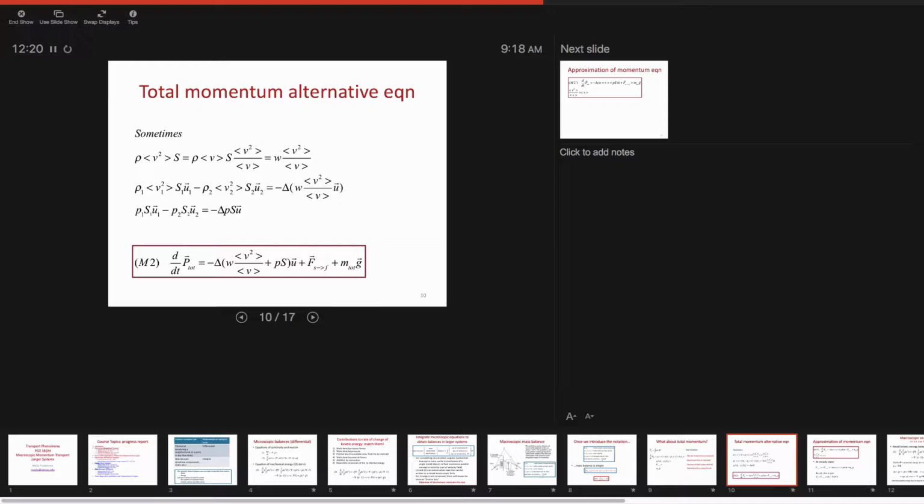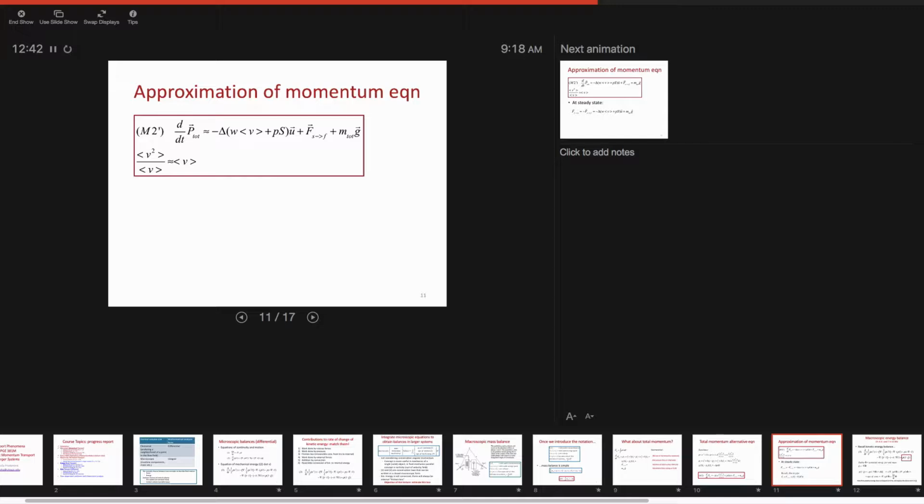So I have the mass rate, W, so that's rho average Vs, and then V squared V plus PSU. This is the force of the solids on the fluid, and the external forcing in G. All right. And again, this is the approximation that I mentioned, so when we can do this, when we don't know how otherwise to estimate.